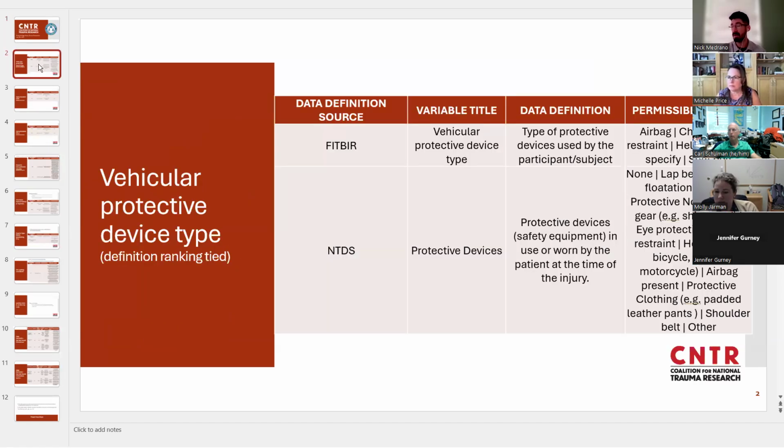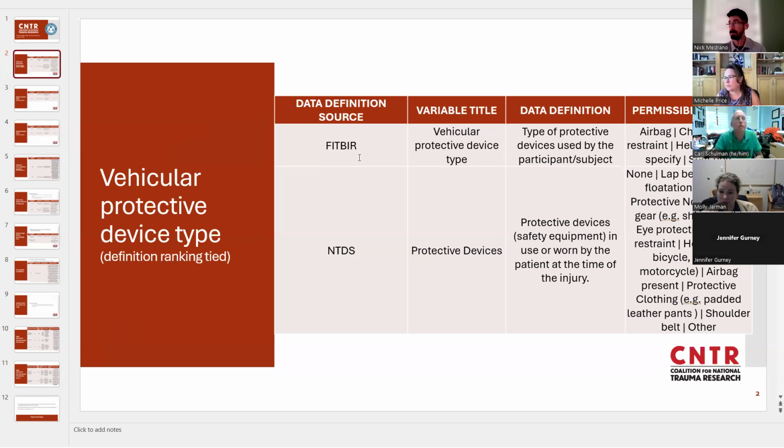Starting with this element, the reason it is being discussed is that we had two definitions where the ranking for which definition was preferred was tied. So there wasn't a clear preferred definition. Even the definitions that were provided to the group are potentially different elements. One is very specific to vehicles, and the other is a little bit more broad. The FIPR definition is vehicle specific. The NTDS definition is more broad, covering protective devices.